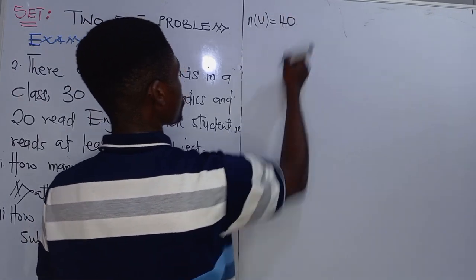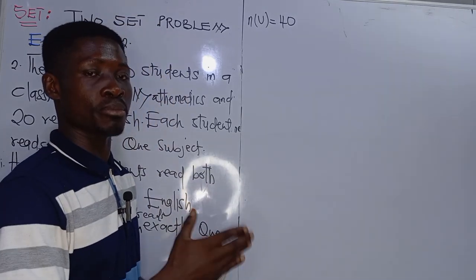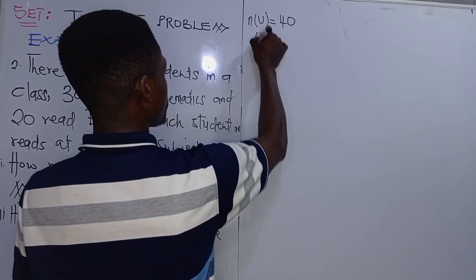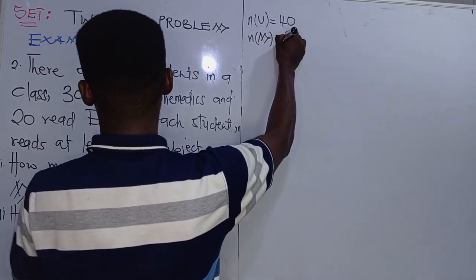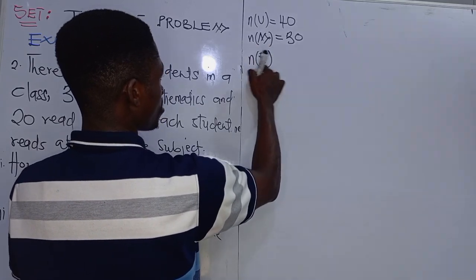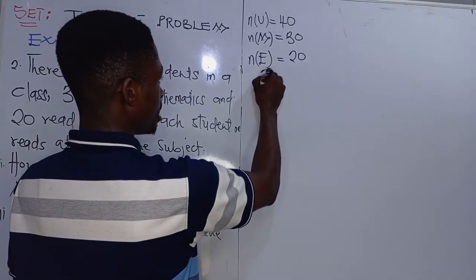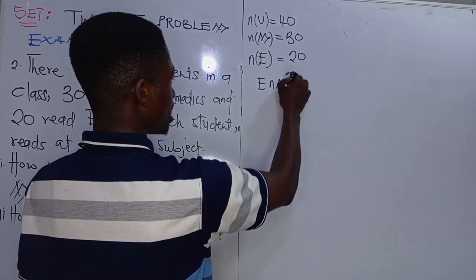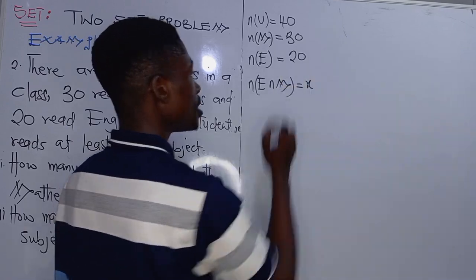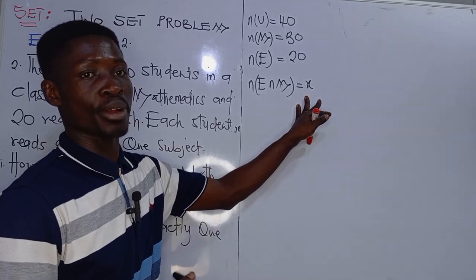We have 40. Then let M represent the number of students who read mathematics and E represent the number of students who read English. So we have the number of students who read mathematics, we have 30. The number of students who read English, we have what? 20. And then let E intersection M be the number of students who read both, mathematics and English. So let's represent that one as X. You can choose to represent this region with any variable at all.